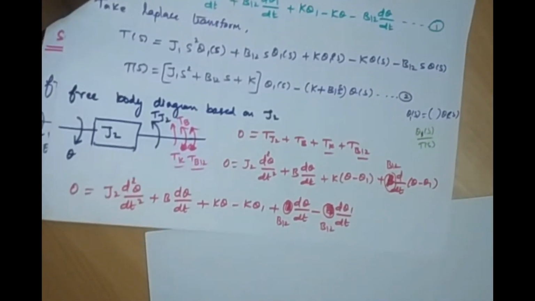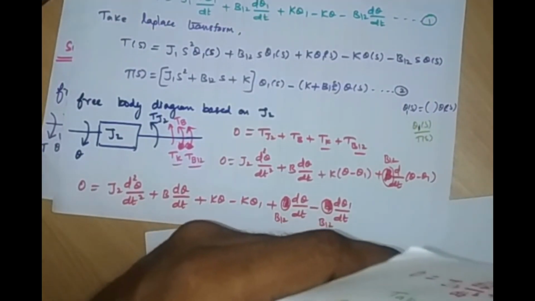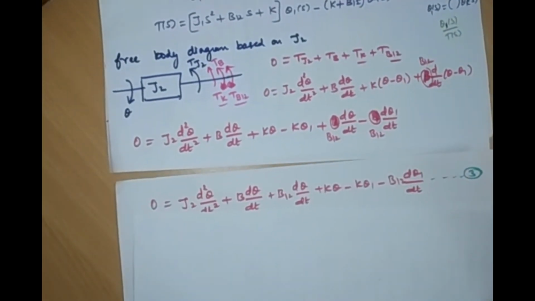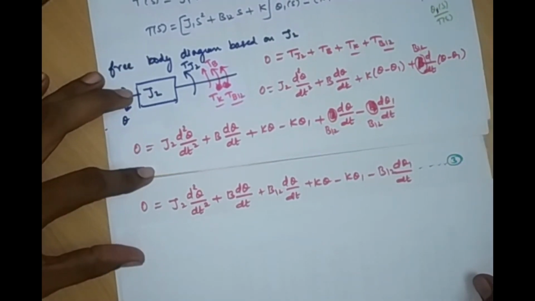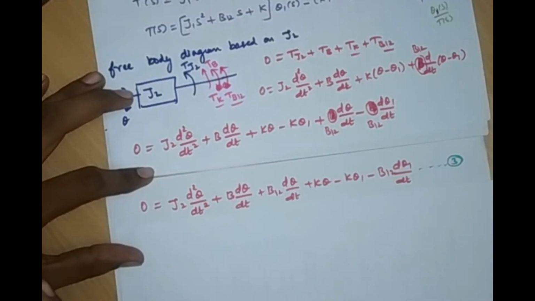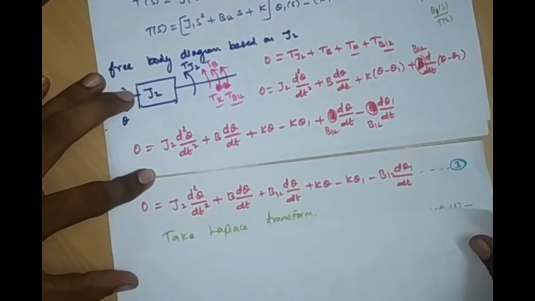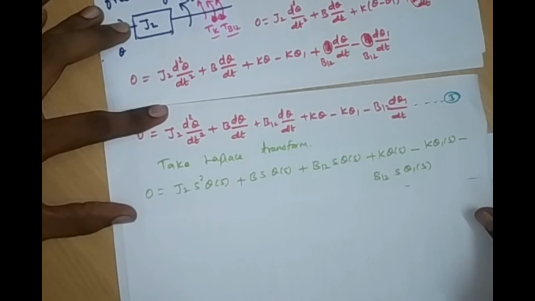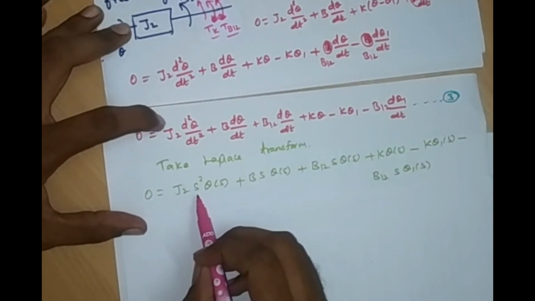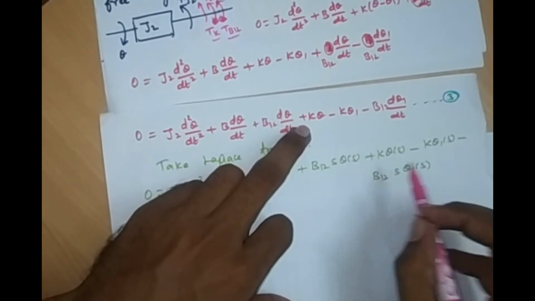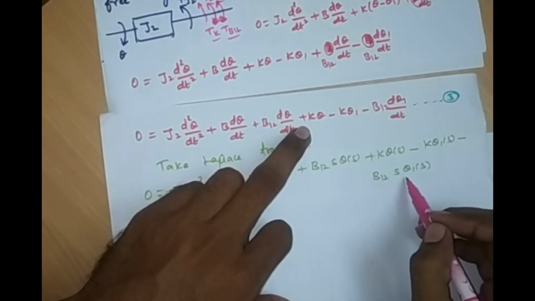Okay, now this is the objective we need to do. Now, just reframe the equation. This is the equation we have obtained, so now I'm just rewriting it, with theta on one side and theta 1 on the other side. This is equation number 3, and also our second differential equation. So let's take the Laplace transform over here. This is the result after taking the Laplace transform: J2 S square theta of S plus B S theta of S plus B12 S theta of S plus K theta of S minus K theta 1 of S minus B12 S theta 1 of S.